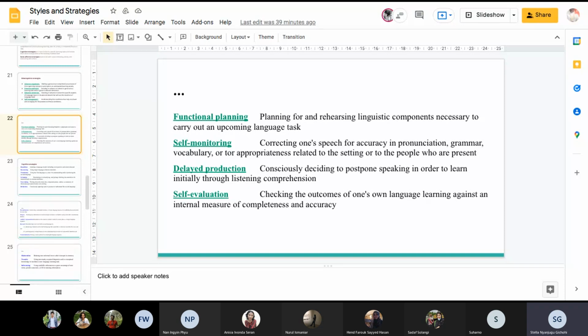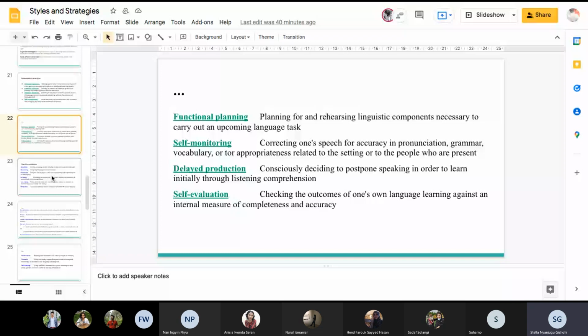And the last one under the metacognitive is self-evaluation. They check their own language and put it against measures of completeness and accuracy. So they are evaluating themselves, whether what they are learning is appropriate. So that is about the metacognitive.